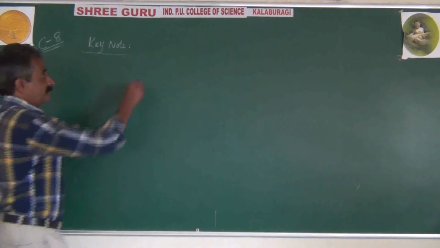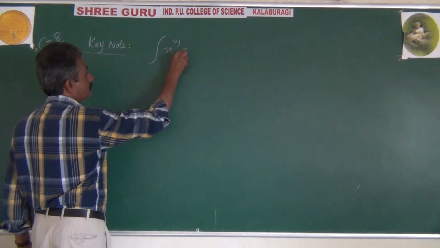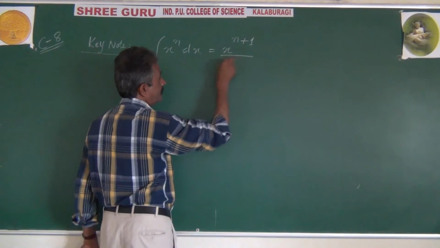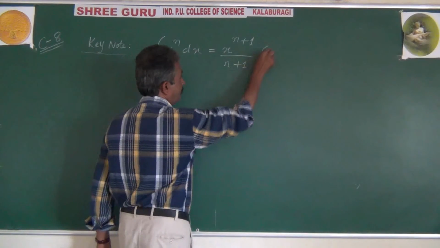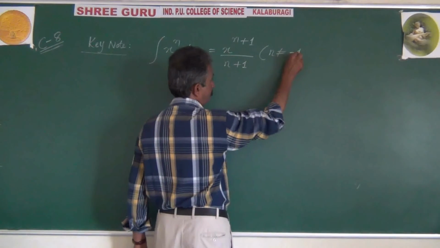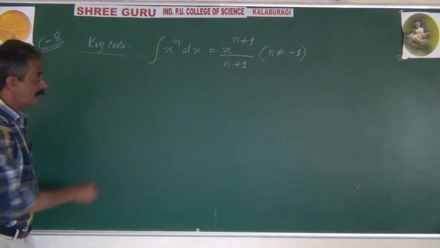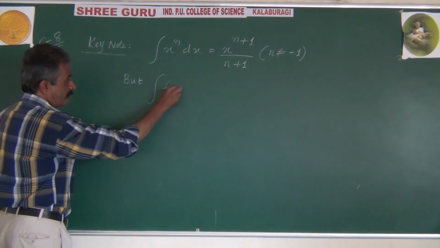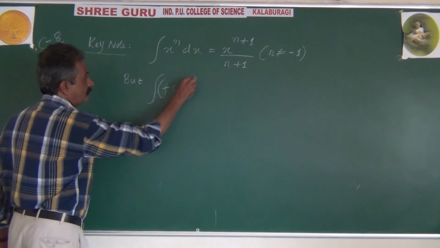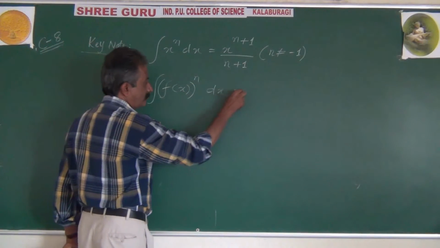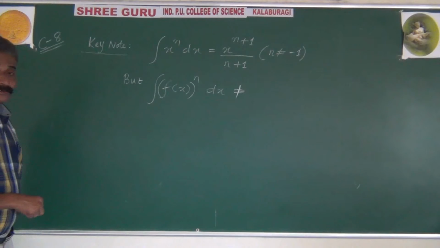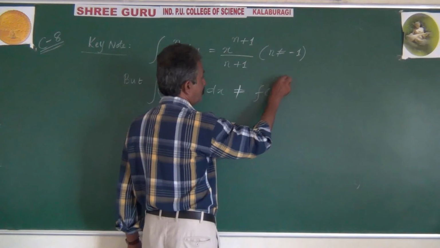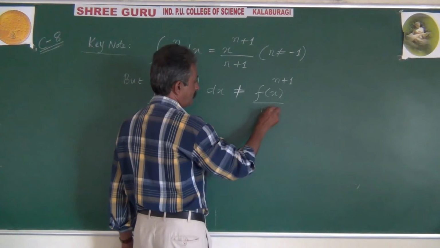Write that key note: integration of x power n dx equals x power n plus 1 divided by n plus 1, understandably n not equal to minus 1. But integration of f(x) to the power of n dx is not equal, and never equal, to f(x) to the power of n plus 1 divided by n plus 1.